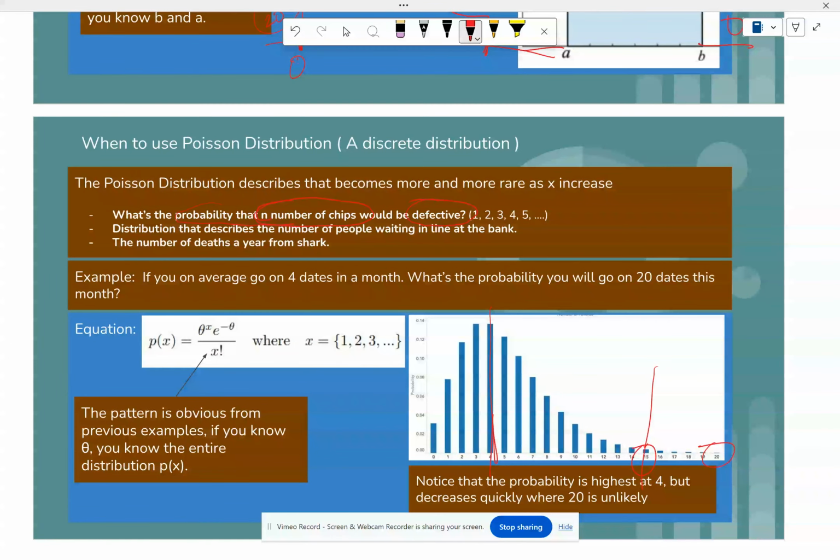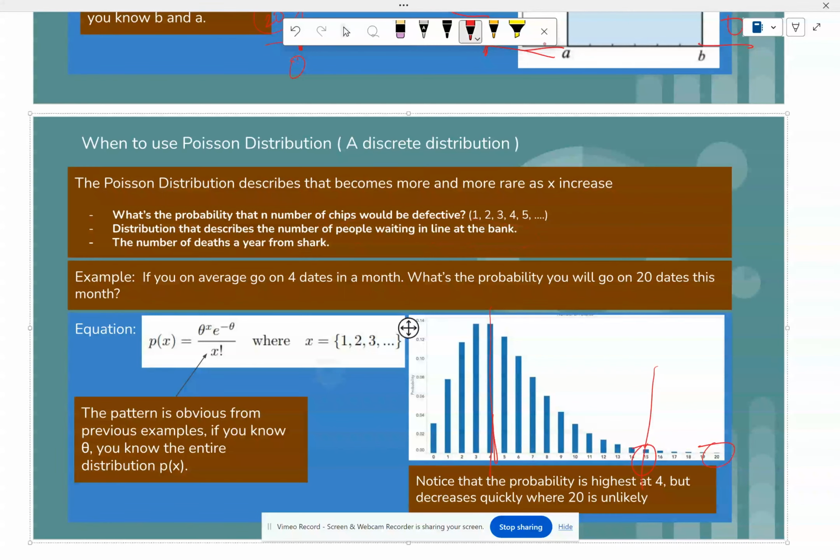So it's situations where as you increase X, the probability goes down very quickly. I'll give you one more example. Describe the number of people waiting in line at a bank. At a given time, chances are you may have one or two people waiting before you, but it's unlikely you're going to have 1,000 people waiting before you, right? So as you increase the number of X, again, the probability drops drastically.